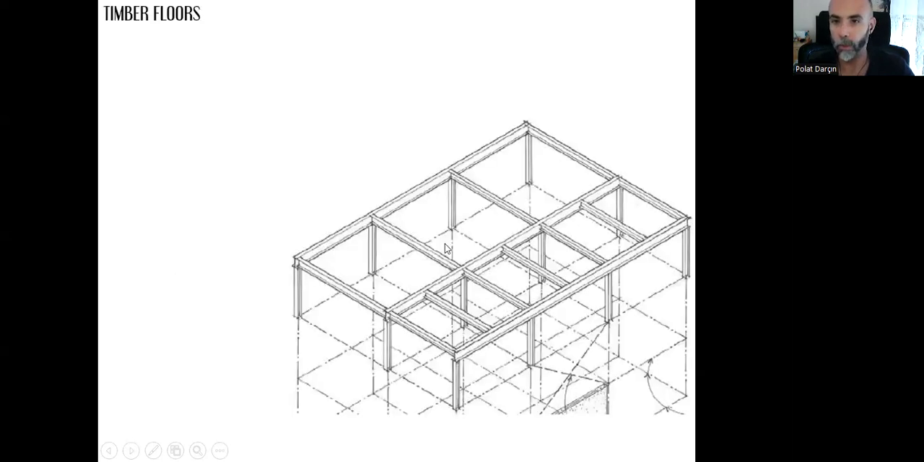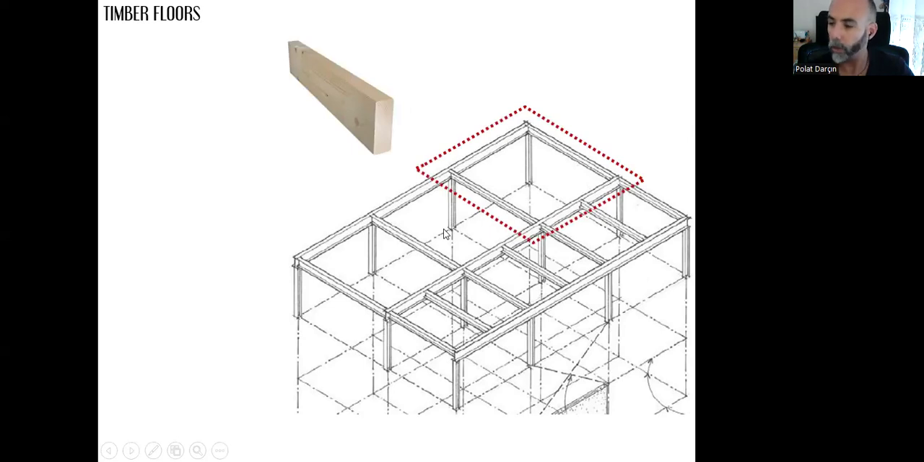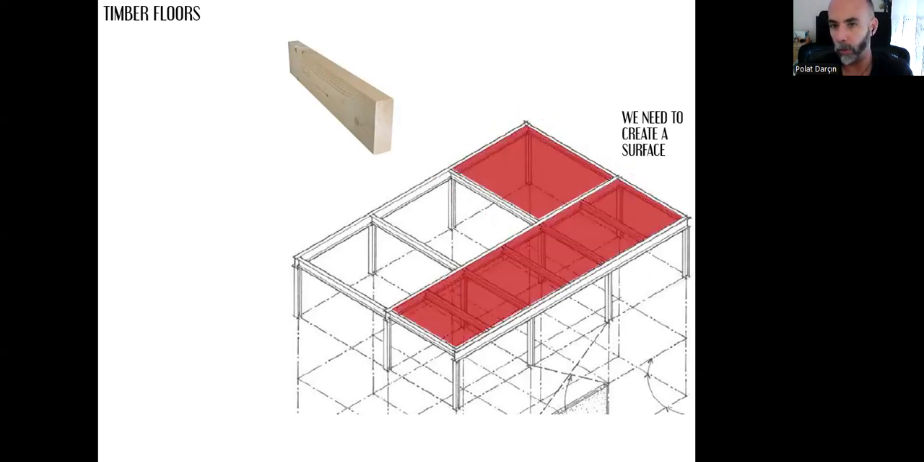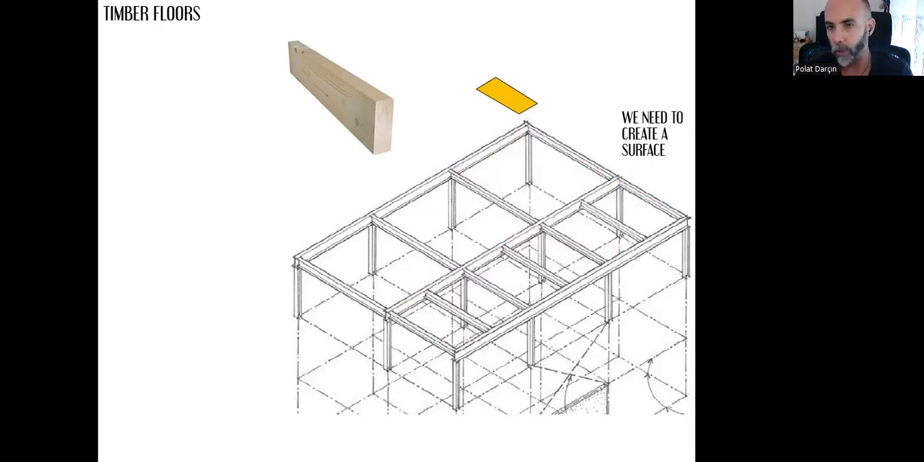As you know, these are the posts, and we connect them with beams. And now we want to create a horizontal surface for us to live our lives on. And we need to fill all these gaps somehow. We can use boards. These are large but very thin boards, and we can get lots of them. We want to place them next to each other in order to create that horizontal surface.